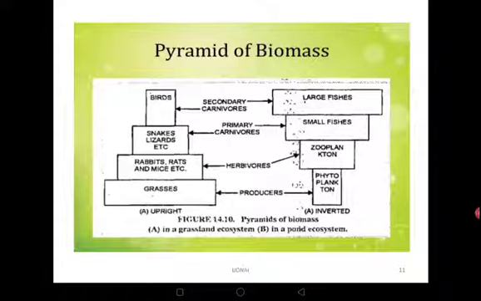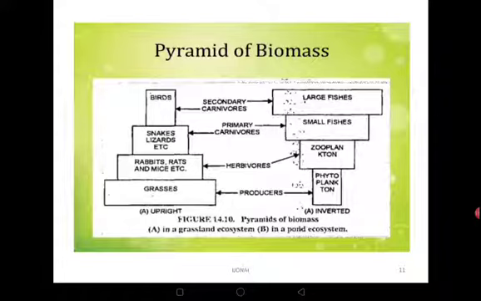But in unusual situations, you can also have an inverted pyramid of biomass. Just like we had an inverted pyramid of numbers, we can also have an inverted pyramid of what? Biomass. For example, let's look at that aquatic food chain, where we have the phytoplankton, which are usually the producers, the plant-like planktons that photosynthesize. Then we have the herbivores, the zooplanktons that feed on the phytoplankton. They are heavier than the phytoplankton.